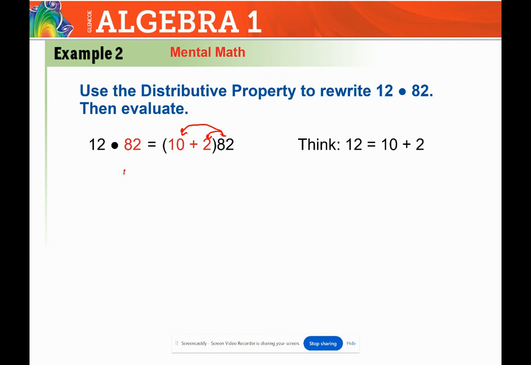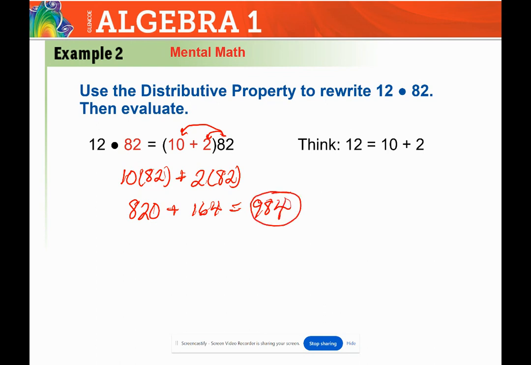I'm going to do 10 times 82 plus 2 times 82. So I get 820, because anything times 10, we can just add that 0, plus 164. And then I can add those two together and get 984. So that works well with helping us to multiply too, especially if I'm doing two-digit numbers with two-digit numbers.